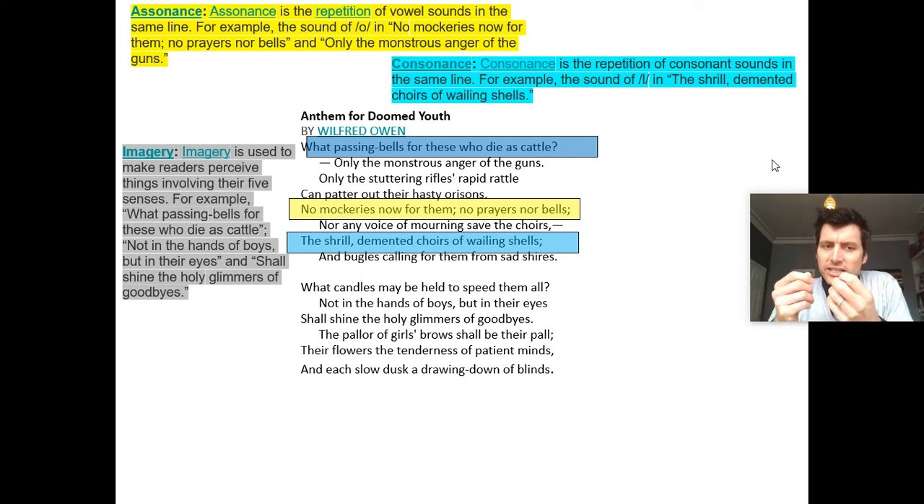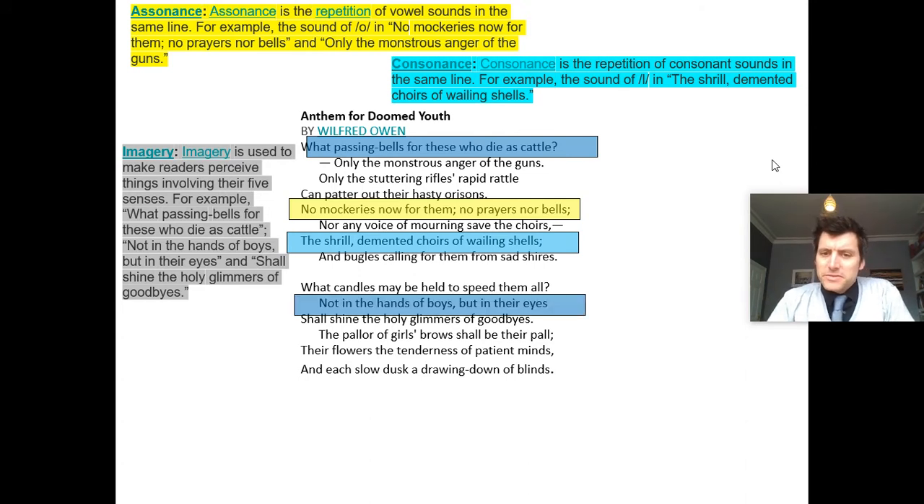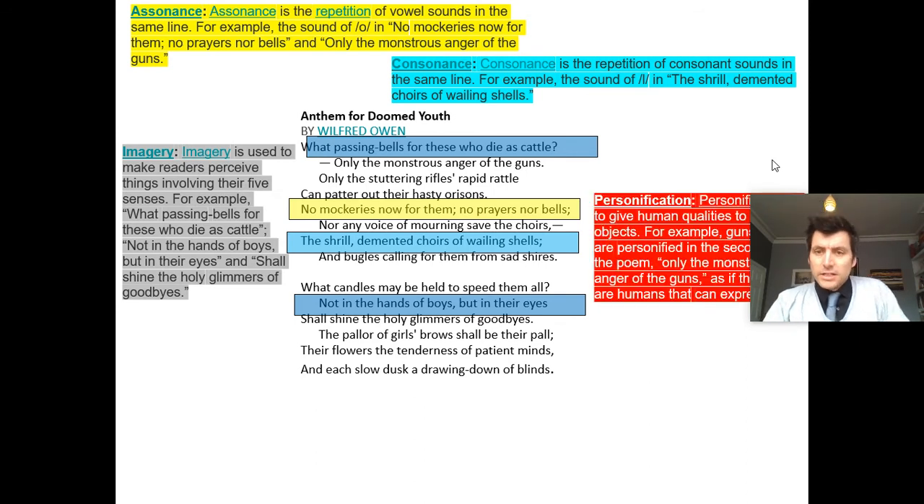And here we've got the idea of not in the hands of boys, but in their eyes. So the candles aren't being held to think about them, but they're in their eyes, showing that the light is going out of their eyes. So it's different senses being used for the imagery to conjure the idea of how people are feeling about the death of these soldiers and how the soldiers themselves are feeling about their deaths.